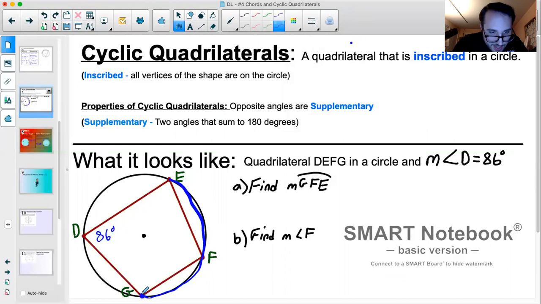You can see that these two points are the endpoints of the arc, and it meets at this angle. What type of angle is this? An inscribed angle, Mr. D'Souza. Oh, yes, it's an inscribed angle. And the measure of the angle is half the measure of the intercepted arc. So the arc is double the angle. So I'm going to do 86 times 2, and I get 172 degrees.